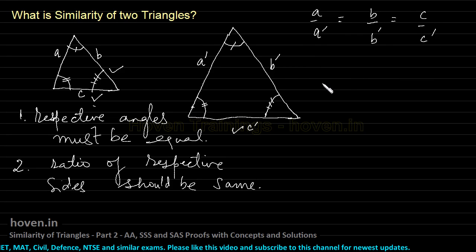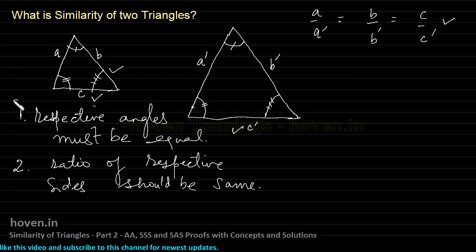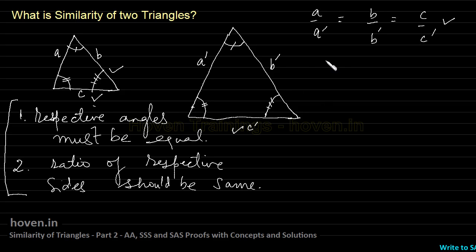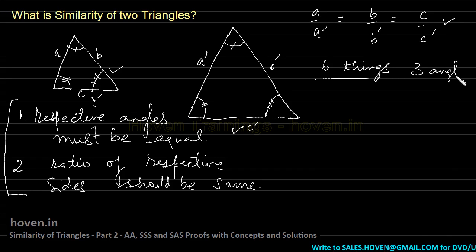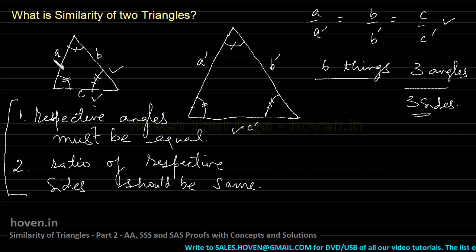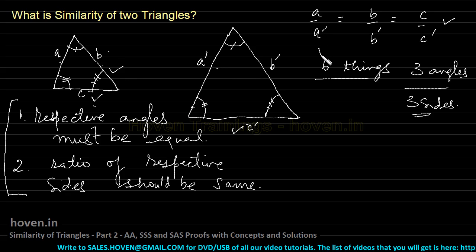So, two triangles will be similar if respective angles are equal and the ratio of the sides is also equal. These two things will guarantee that two triangles are similar in all respects. This means that if we have to prove two triangles as similar, then we must prove six things. Three angles and three sides. We must prove three relationships, that is this side to this side to this side, these three things, and the other three angles. We should prove six things to prove that two triangles are similar.